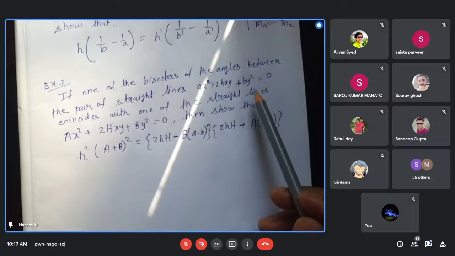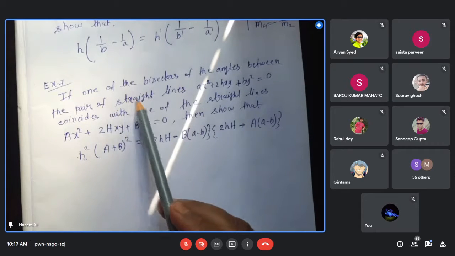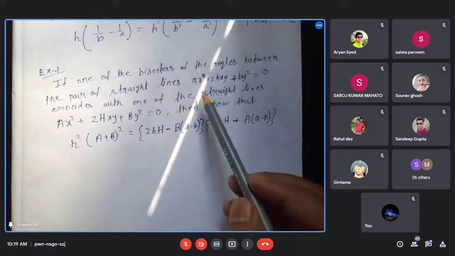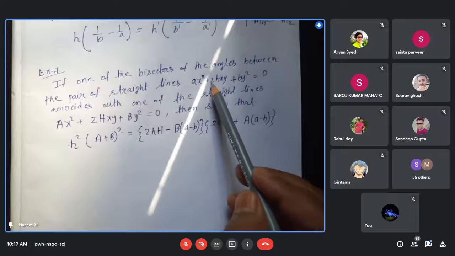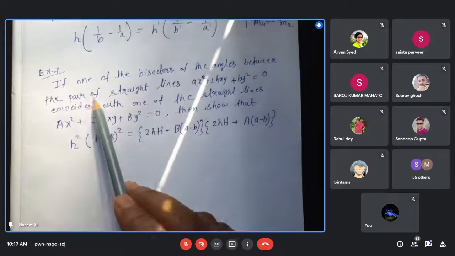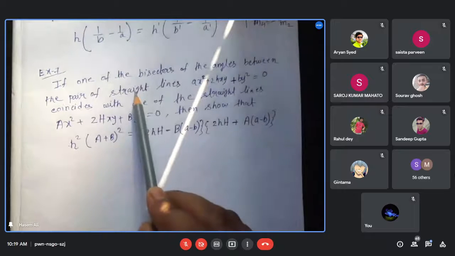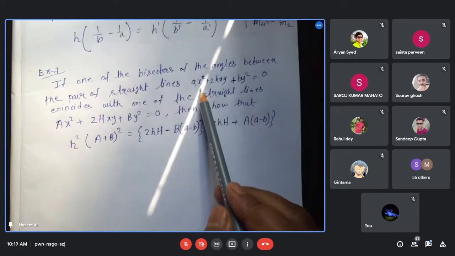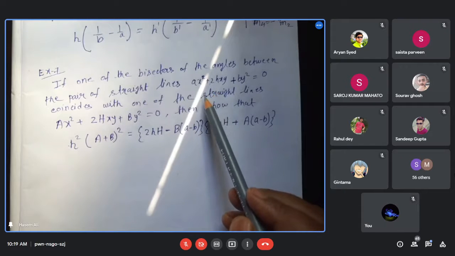This problem is almost similar to problem 5. The difference is here: if one of the bisectors of the angle between the pair of lines. First you have to find out the equation of the bisectors, and then the problem is similar to problem 5.